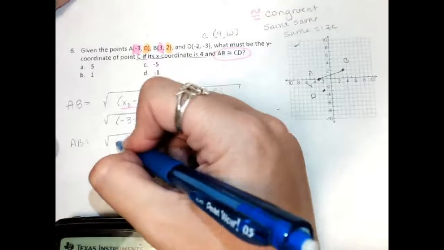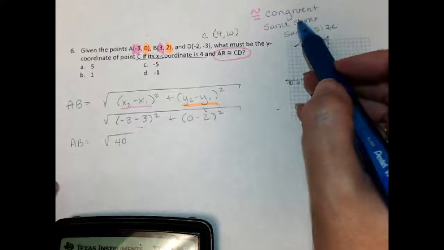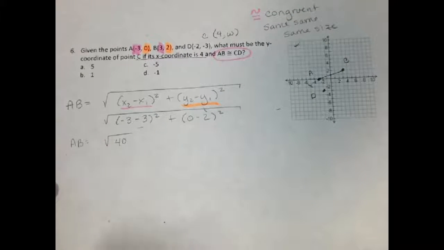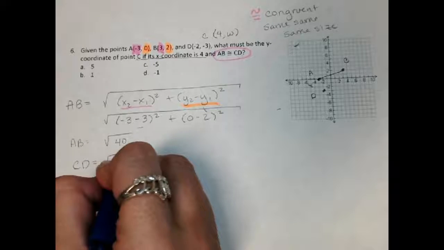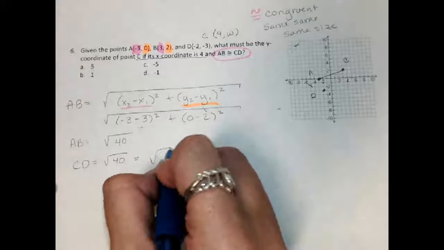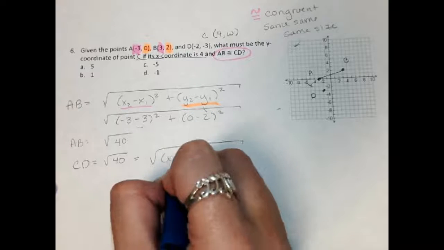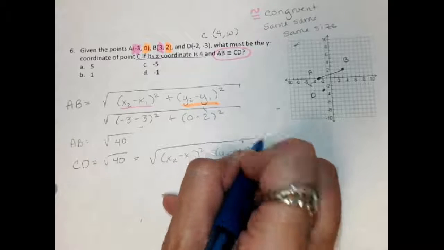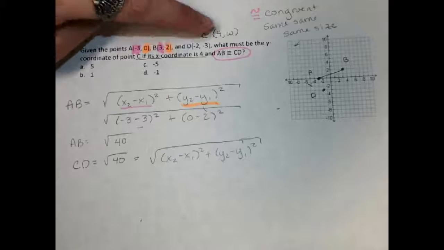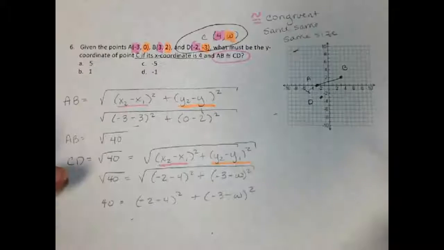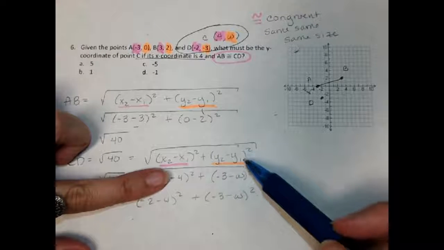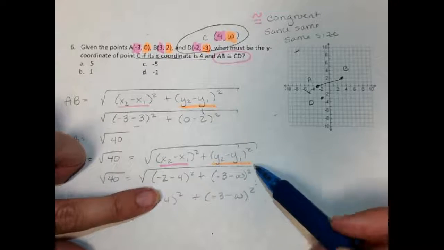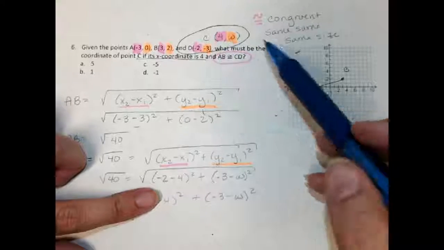Now what I know, and what we said here, was AB is the same thing as CD. They're congruent, so CD is also the square root of 40. So I'm going to put that in now for the square root of 40, and I'm going to write my formula again. And I'm going to plug in C and D that I know. So I wrote my formula out again, pause, and so you can write this down. I plugged in, this time I'm using C and D here.